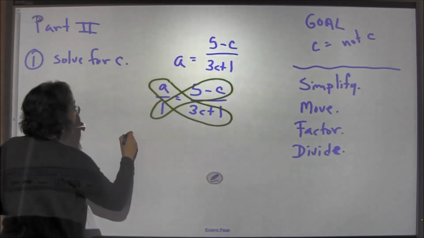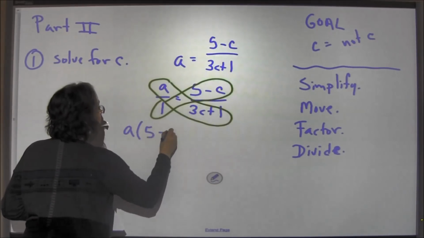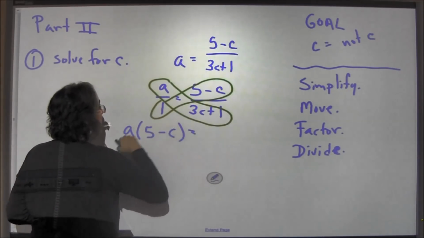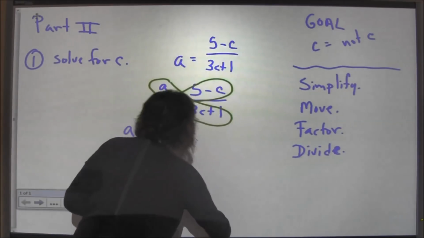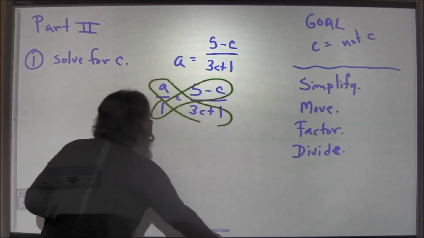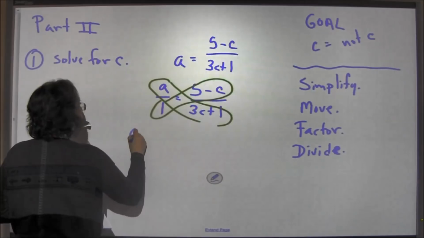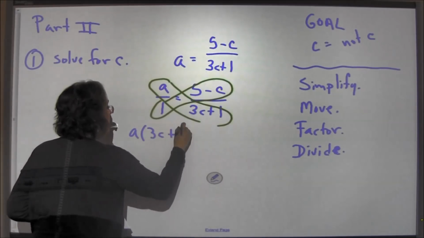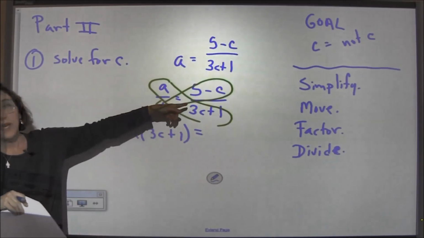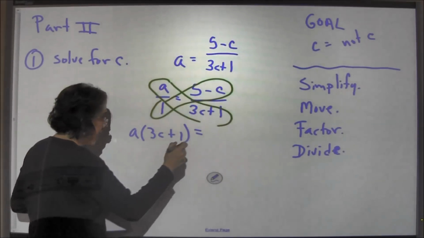And that gives me a times 5 minus c equals 1. Sorry, I did that wrong. A times 3c plus 1 equals 1 times 5 minus c. So I'm just going to write 5 minus c.